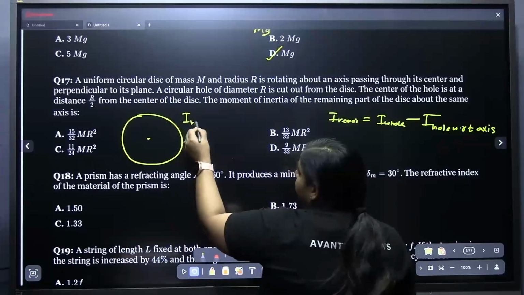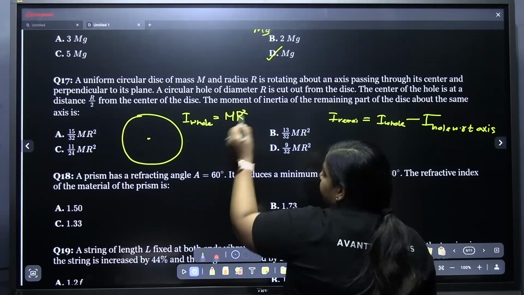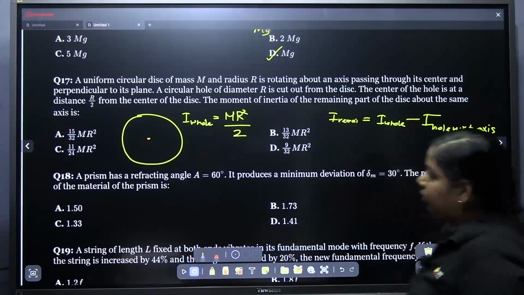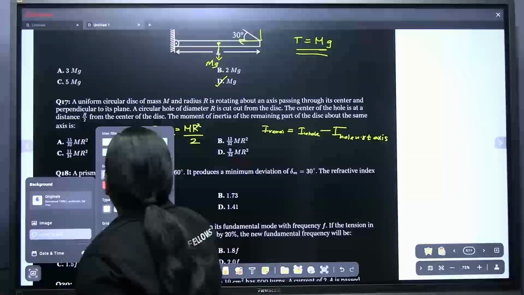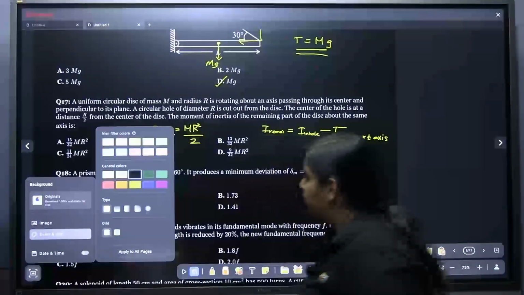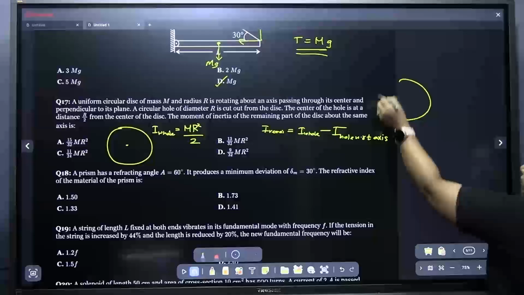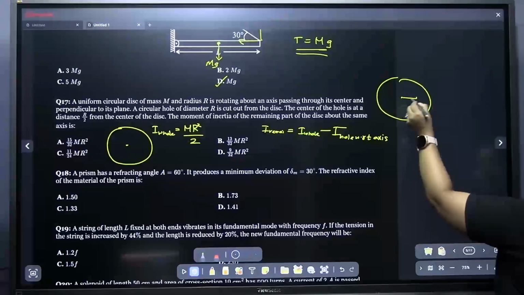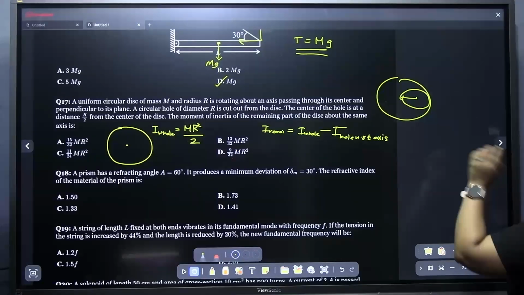So the moment of inertia of the whole disc is m r square by 2. Now if you want to find the moment of inertia of this hole, this is the circle. At r by 2 there is a hole with diameter r, so r by 2 radius. So this is the hole.